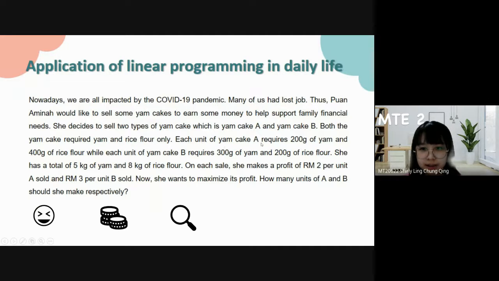Each unit of yam cake A requires 200 grams of yam and 400 grams of rice flour, while each unit of yam cake B requires 300 grams of yam and 200 grams of rice flour. Bon Abina has a total of 5 kilograms of yam and 8 kilograms of rice flour. On each sale, she makes a profit of 2 ringgit per unit yam cake A sold and 3 ringgit per unit yam cake B sold. Now, she wants to maximize its profit. So how many units of yam cake A and B should she make respectively?